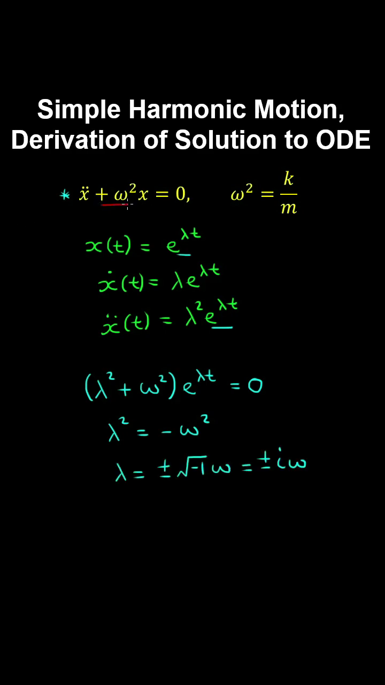So the solution to this differential equation is a superposition of two solutions, which involves a constant by the first solution plus another constant by the second solution. And this solution is unique for this second order differential equation with constant coefficients, and we can manipulate this solution in different ways using trigonometric functions.